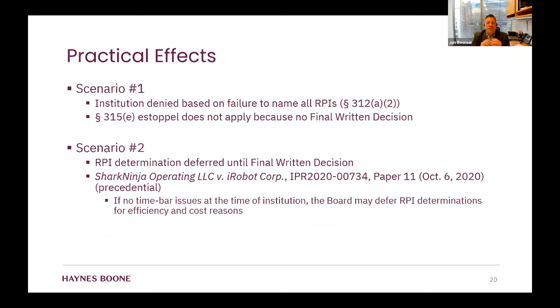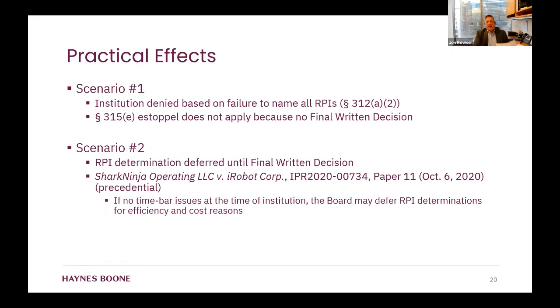So we have two scenarios here, one of which is where institution is denied based on a failure to name all RPIs. As Angela mentioned, that institution decision is non-appealable, but the estoppel does not apply because there is no final written decision. Again, estoppel under 315(e) only applies when there is a final written decision.